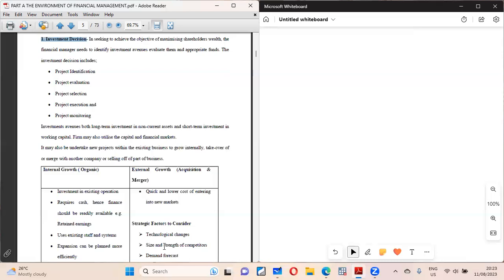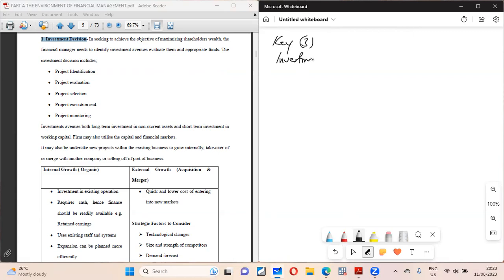All right. And so the first, you see, it rotates. I'll ask you the key 3, it rotates among itself. Which one comes first and which one comes last? The key 3. One of them is investment decisions, and I'm going to explain it to you.